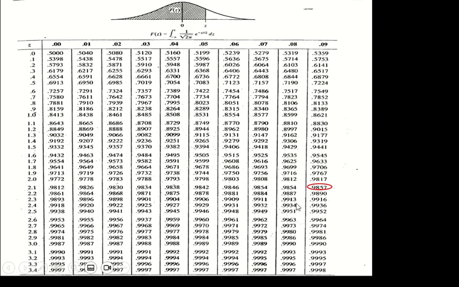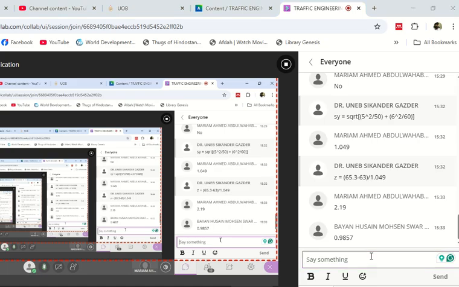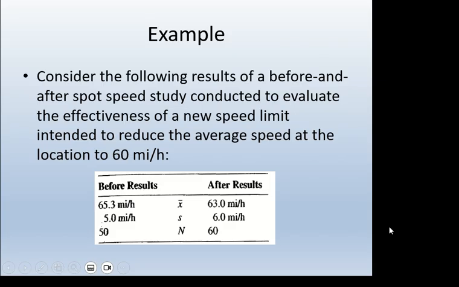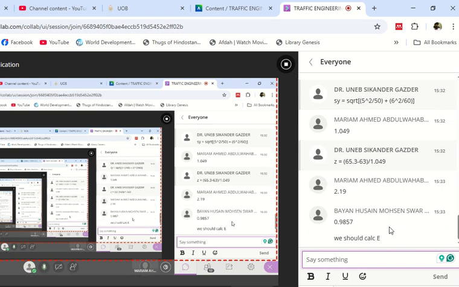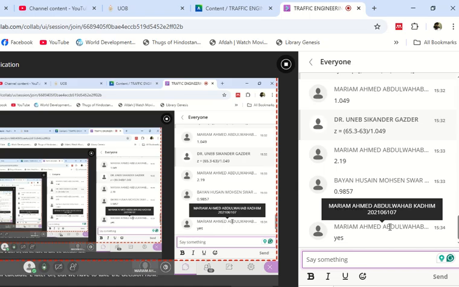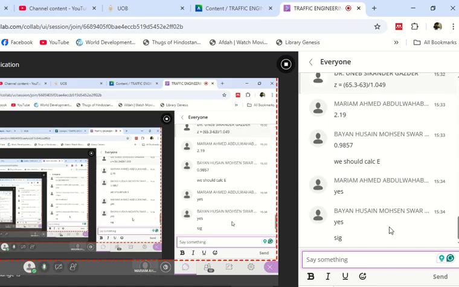0.9857. Now the rule is yes. According to the rule, is this change significant or not? So we have to apply the rule, right? When we apply the rule, does this mean the change is significant or not? We will calculate E later on, but we have to take the decision now. The change is significant because the value from the table became more than 0.95, right? Even if it was 0.95, we'll consider it to be significant.